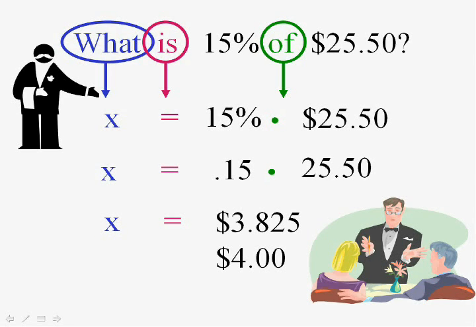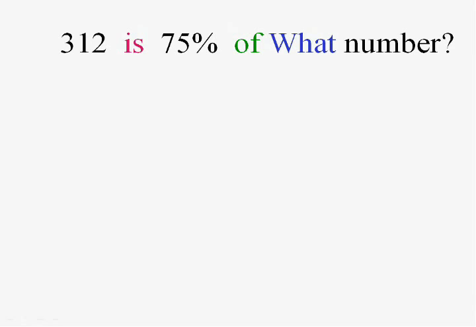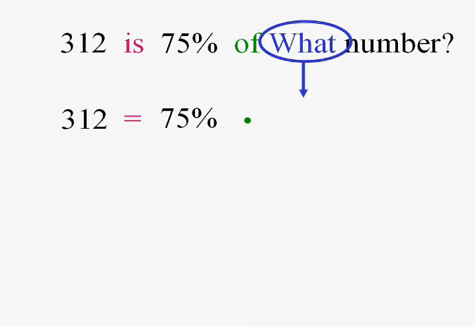Now, what am I going to do if we have to work backwards? Watch this. Suppose we wanted to know 312 is 75% of what number? Well, let's once again, to have the discipline, go one word at a time. 312, already in math language. Is becomes equals 75%, already a number. Remember what of is, times. And what number becomes x. I'm going to treat what as what number.